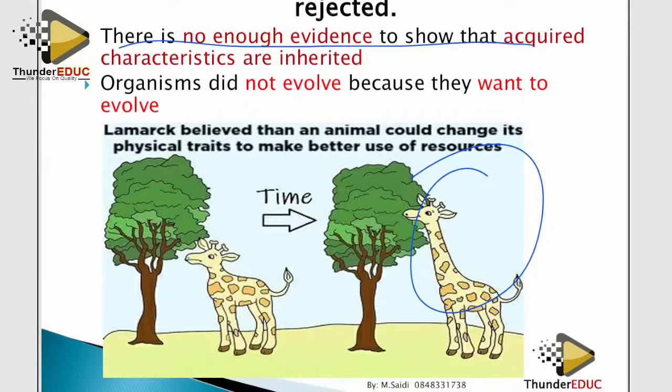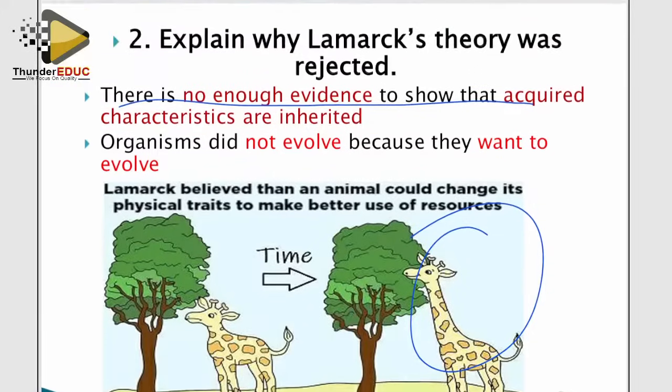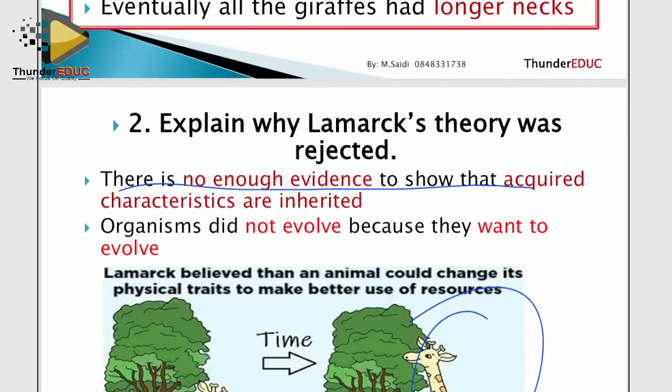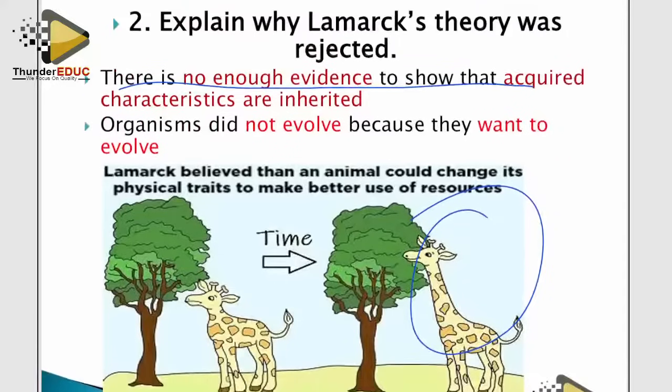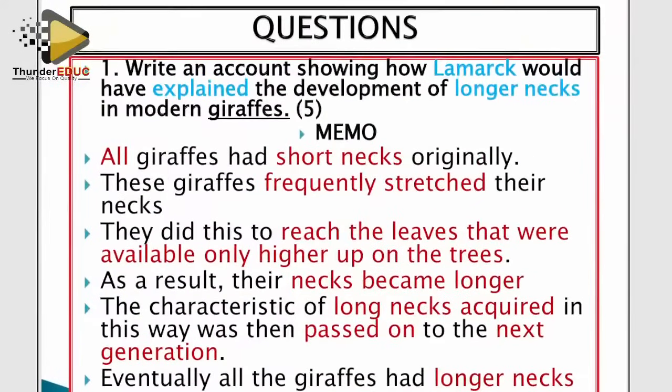So what is the difference between Darwin's theory and Lamarck's theory? In Lamarckism, when you look at it at first, we say that there was no variation. That point must be there. There was no variation. Originally, all giraffes had short necks. All snakes had no legs. You understand? There is no variation.